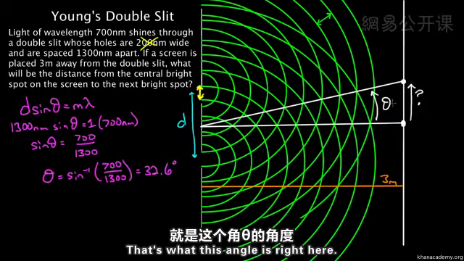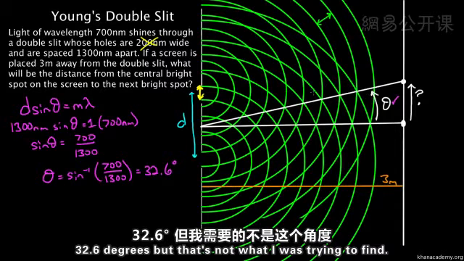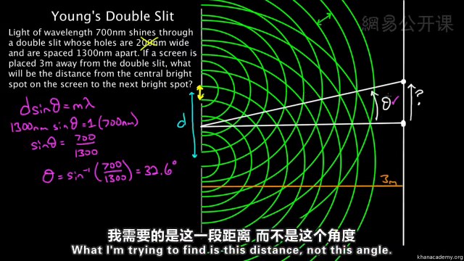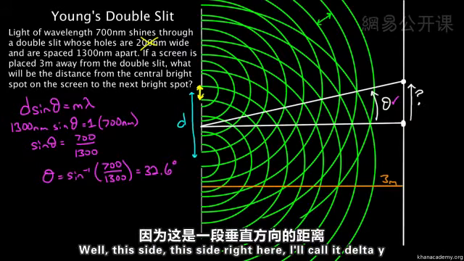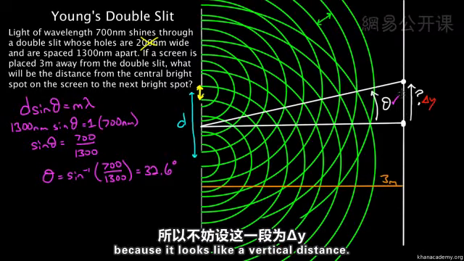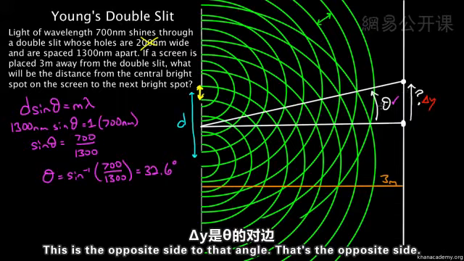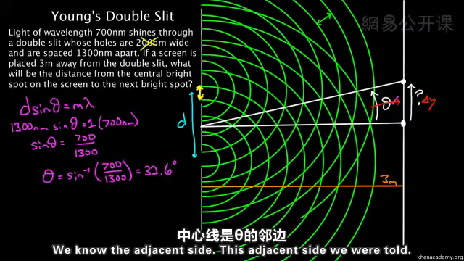That's what this angle is right here, 32.6 degrees, but that's not what I was trying to find. What I'm trying to find is this distance, not this angle. So how do we do that? Well, this side right here, I'm going to call it delta y because it looks like it's a vertical distance. This is the opposite side to that angle. That's the opposite side. We know the adjacent side.